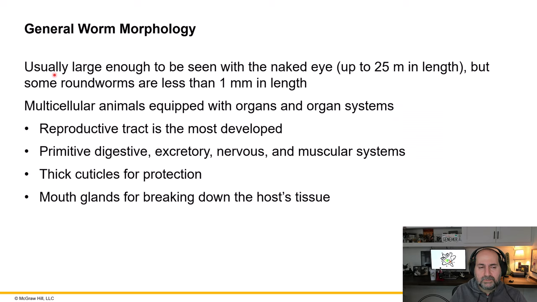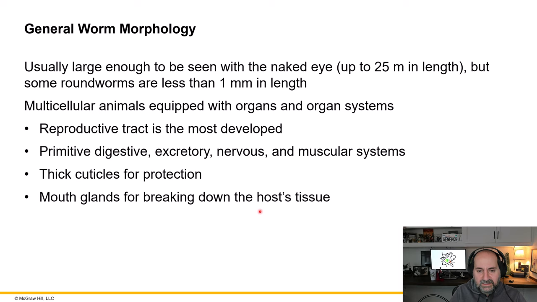Worms are usually large enough to be seen with the naked eye, but some roundworms are less than 1 millimeter in length. So some worms can be very, very small, almost microscopic to us. Worms are multicellular animals equipped with organs and organ systems. The reproductive tract of these organisms is the most developed, but they can also have primitive digestive, excretory, nervous, and muscular systems as well.